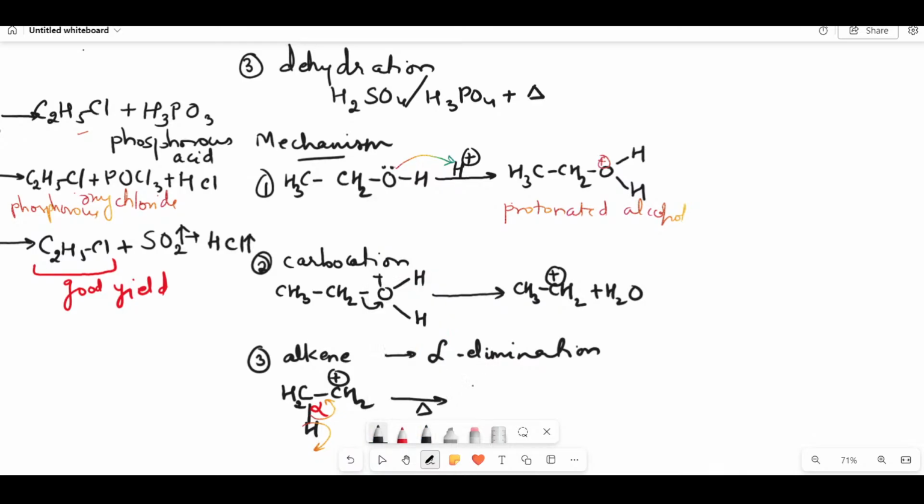So now what we get is CH2 double bond CH2. So from alcohol we have obtained alkene. From alcohol we are obtaining alkene by doing dehydration. This is the first example that we saw. Now let us solve some examples using this mechanism. Let us solve some examples.